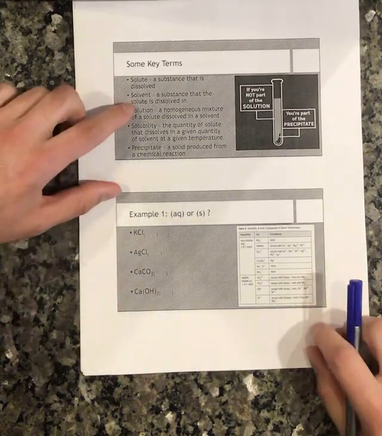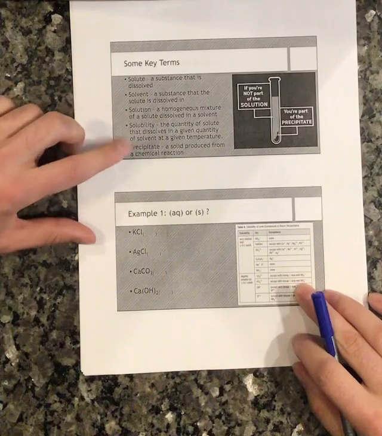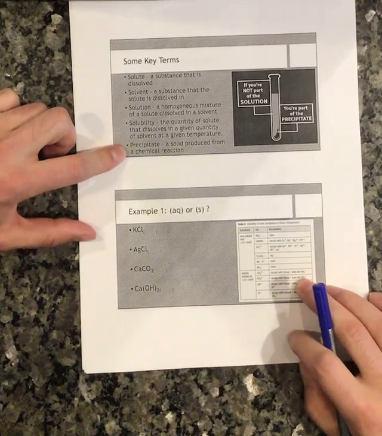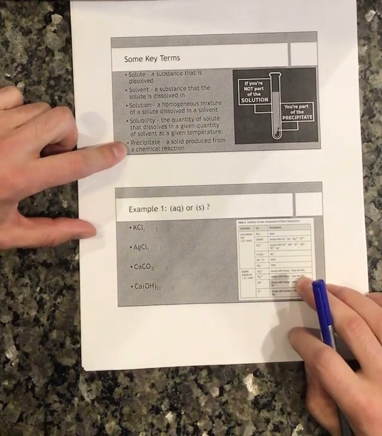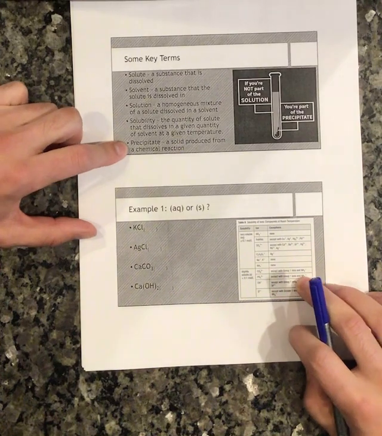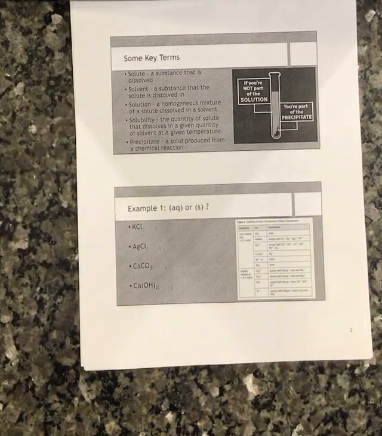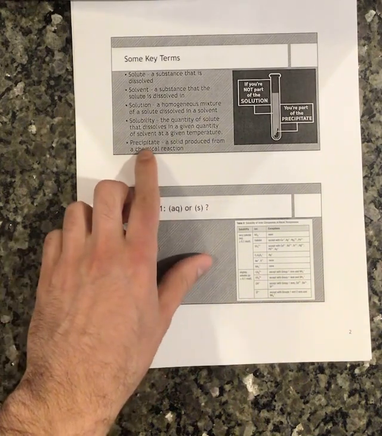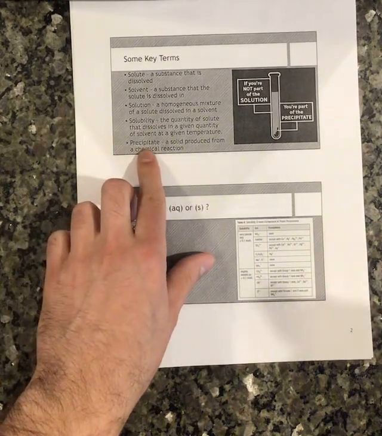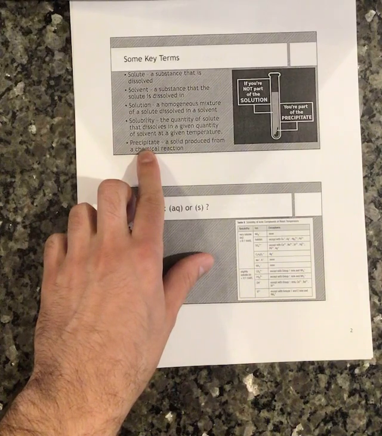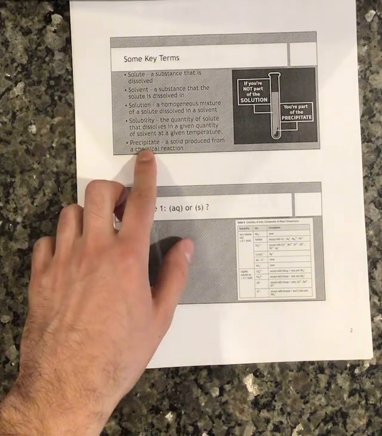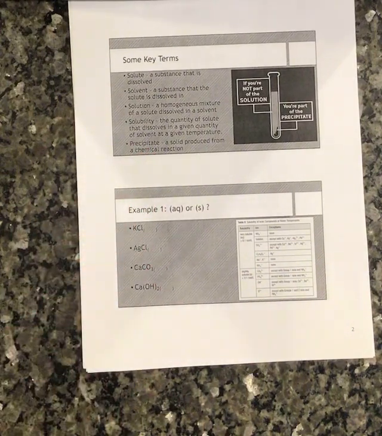Now I'm going to skip over one portion and go to our precipitate. Once again, if you were to mix two solutions together and a solid were to be formed, that's what we call a precipitate. So when we're mixing two things and a solid is formed, that solid is what we call a precipitate.